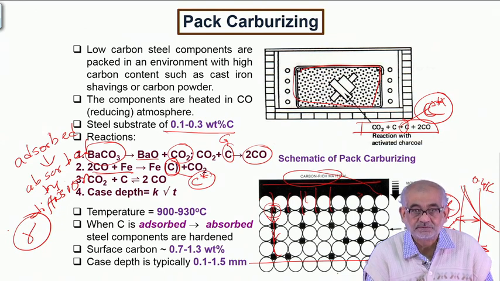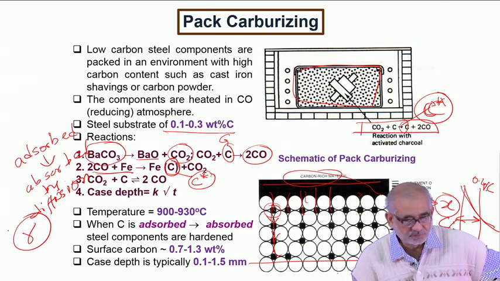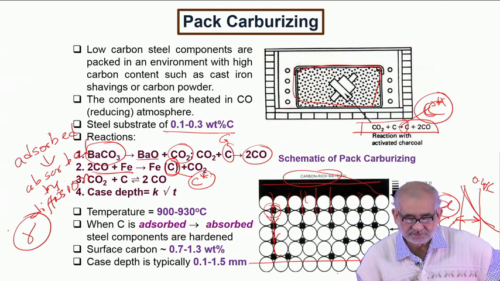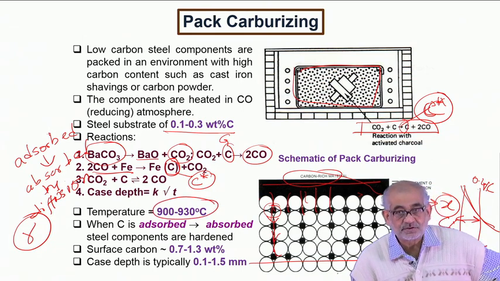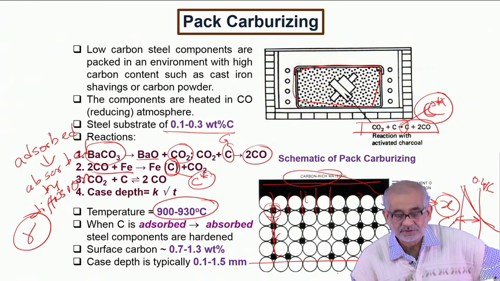We already learned that austenite can dissolve as much as up to 2 weight percent of carbon. The temperature range varies depending upon the stock that you are dealing with, its initial composition, the depth to which you want to go, and so on and so forth.